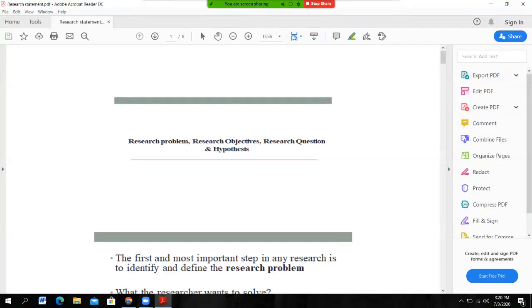Today we will discuss some of the important terminology which are used in the research. These terminology include research problem, research objectives, research question, and hypothesis.